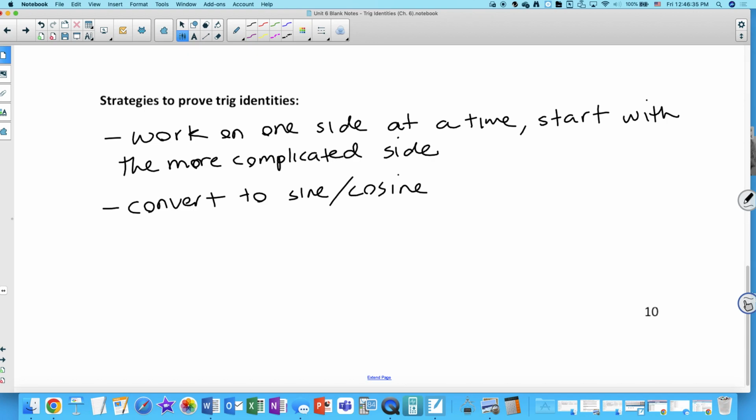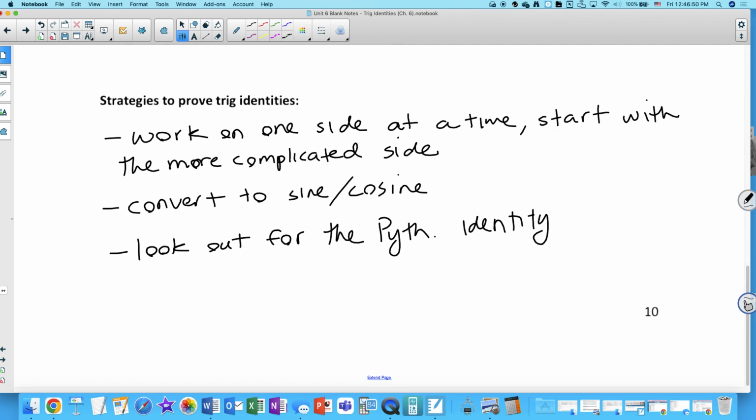So I would say look out for the Pythagorean identity. Right? So for example, if you see 1 minus cos squared theta, or 1 minus cos squared x, this is equal to sine squared x, or sine squared theta, actually. So that's a substitution that we do all the time.